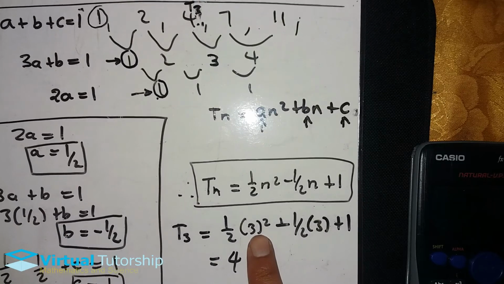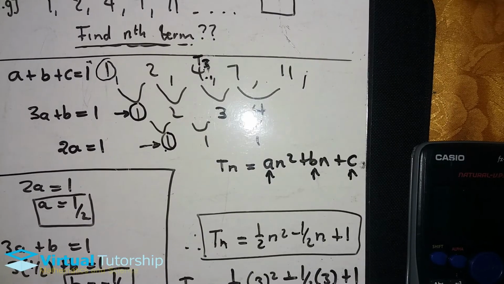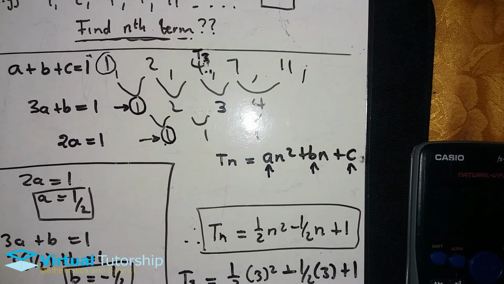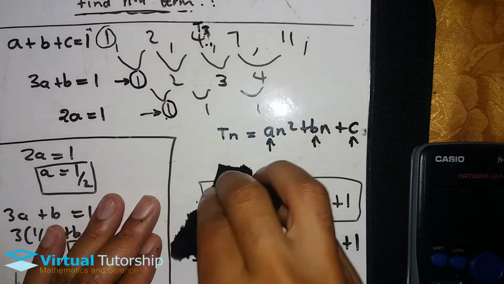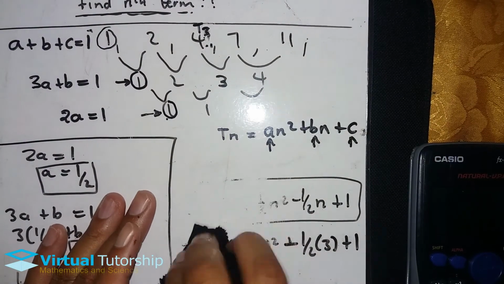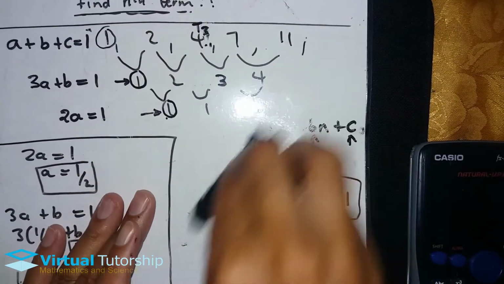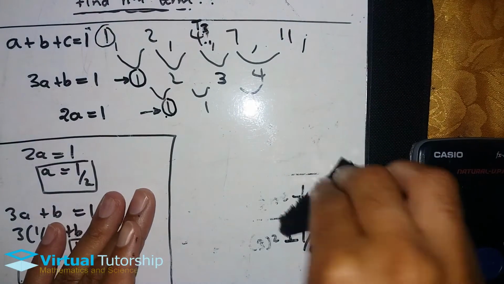Substitute 100 there where n is. Find the 1000th term, substitute 1000 into your term formula, okay? So I started, maybe one more example and then we finish this lesson.